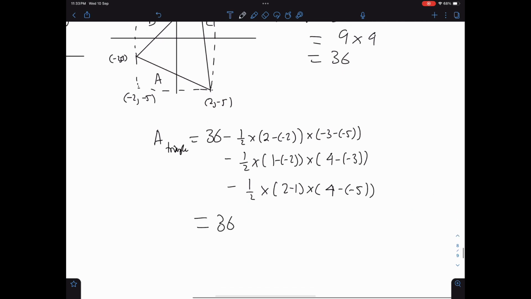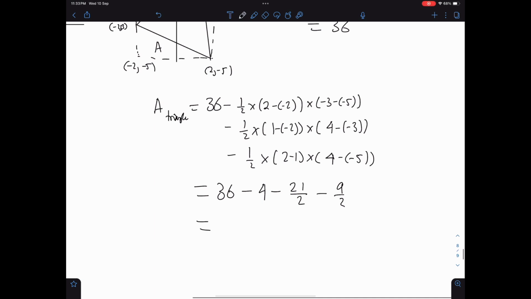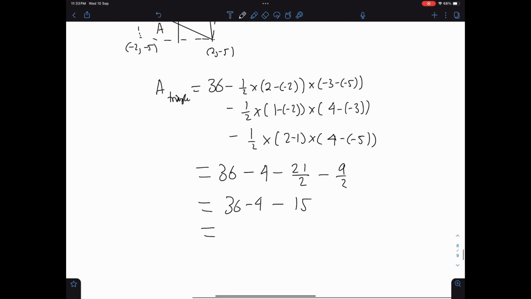And then that will be, so half times 4, which is 2, times another 2, which is 4, minus half times 3, so 3 over 2 times 7 is 21 over 2, minus half times 9. 6 minus 4 minus 15, because 21 plus 9 is 30, 30 over 2 is 15. Taking away 19, that leaves us 17, I think. And that would be units squared.